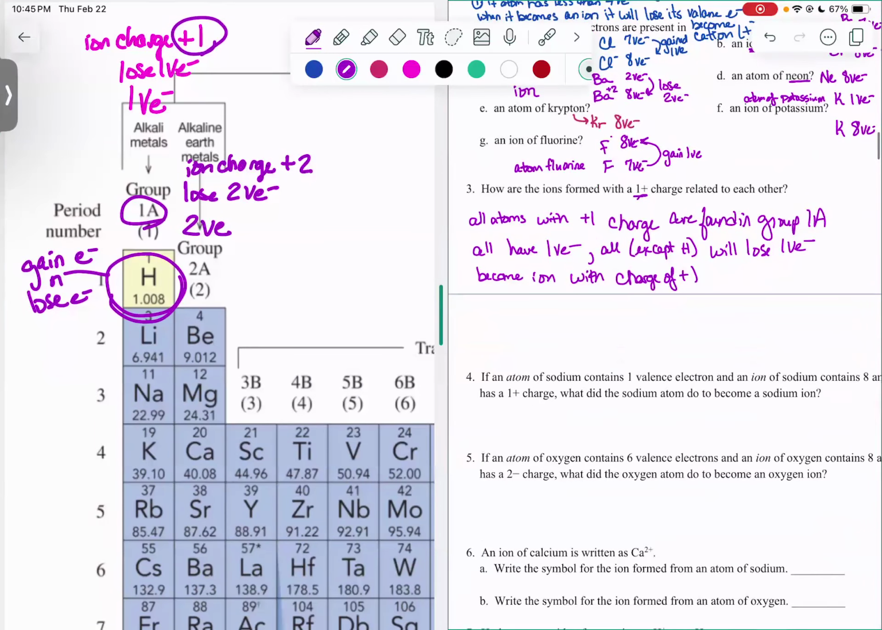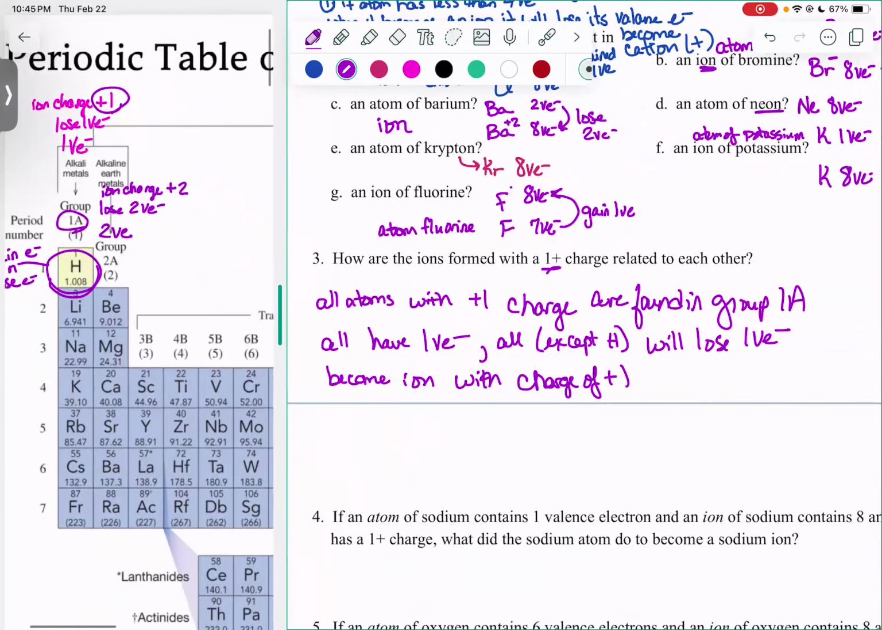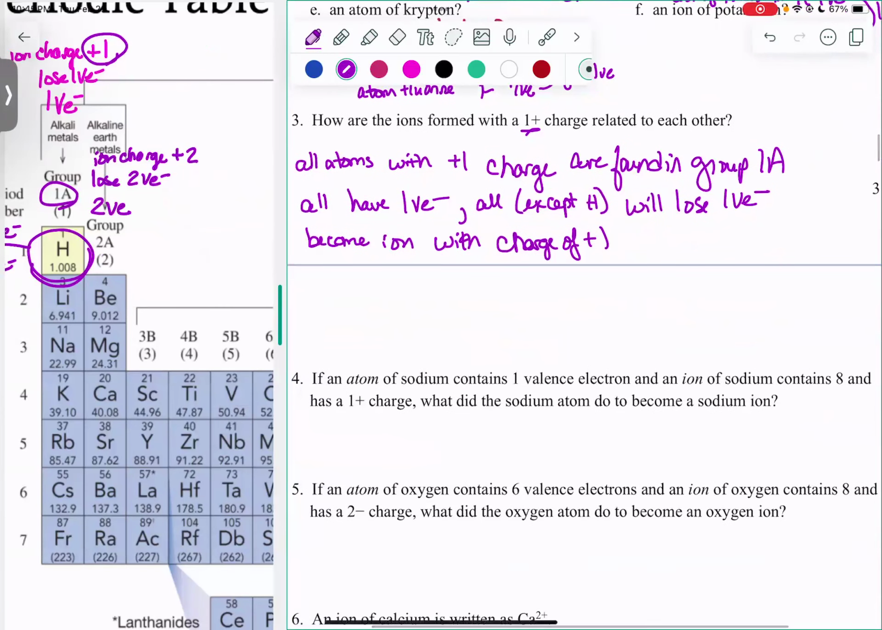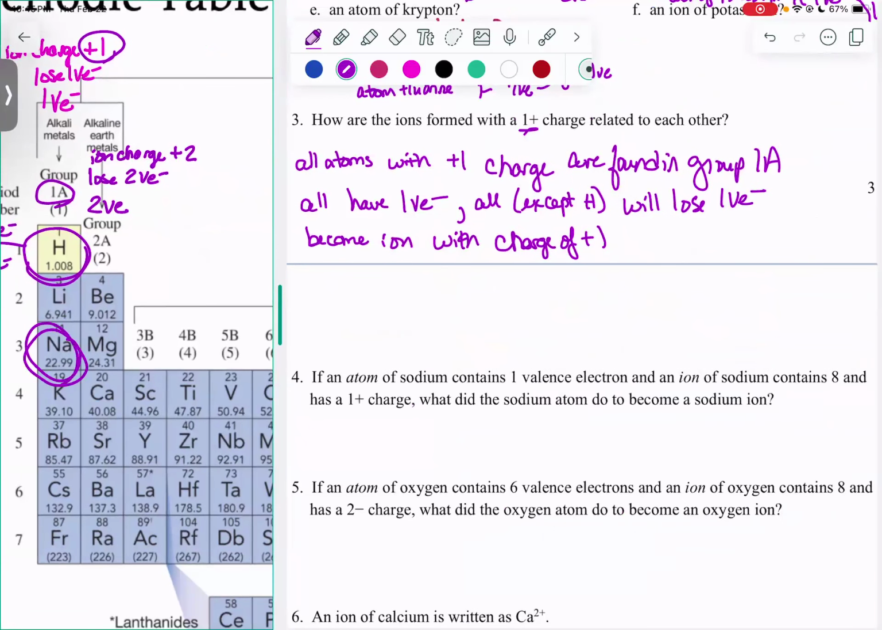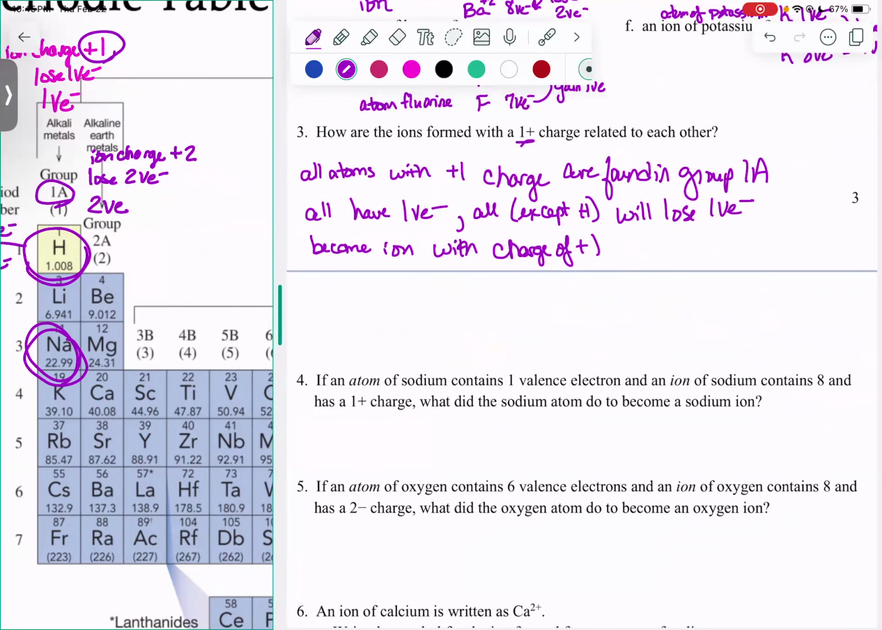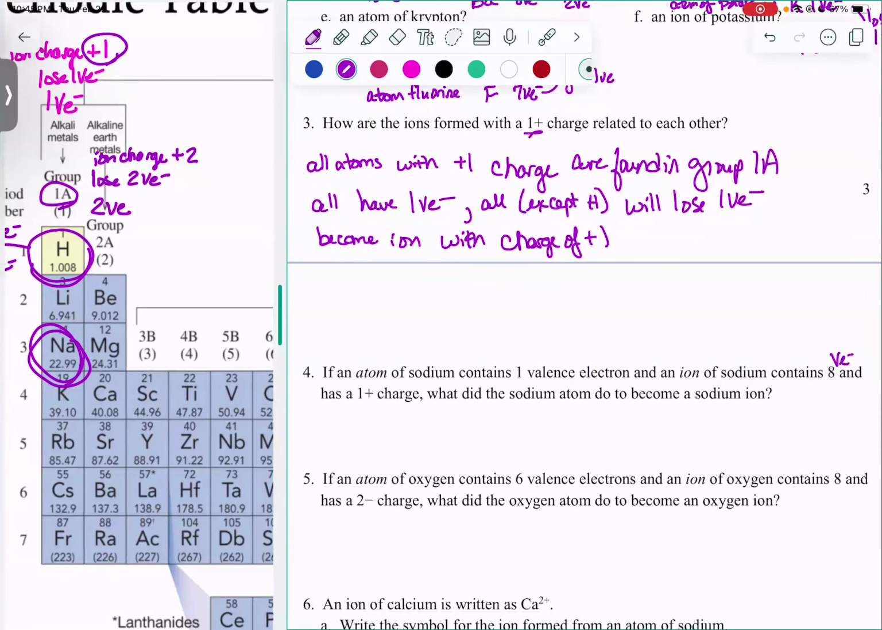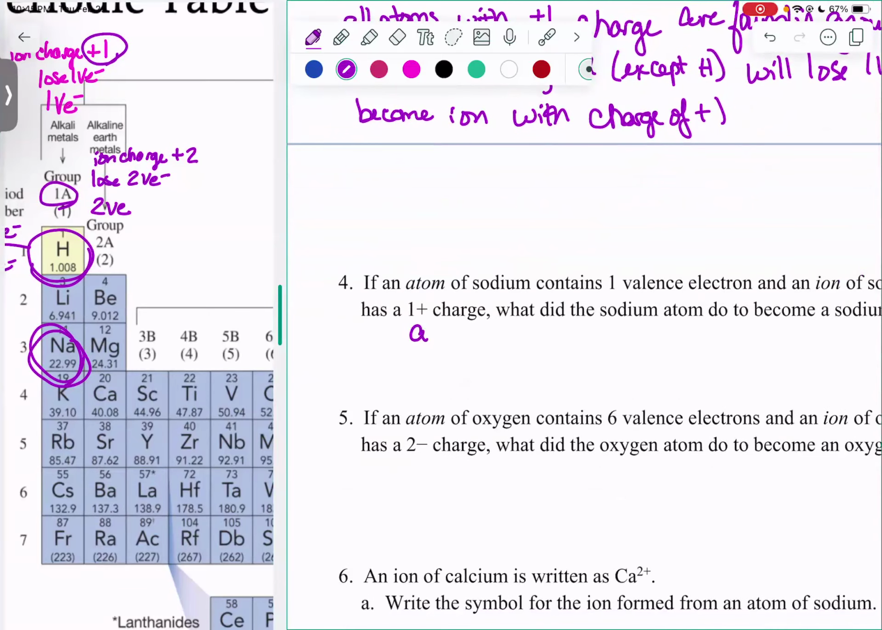All right, next one. Let's see. Well, we'll still leave it, but I'll shrink that area a little bit. All right, so if an atom of sodium contains one valence electron, and do we agree with that? Here's sodium. Sodium indeed is in group 1, so it has one valence electron. And it becomes an ion of sodium. It contains 8 valence electrons, and has a +1 charge. What did the sodium atom do to become a sodium ion? Okay, well, let's start with that atom.